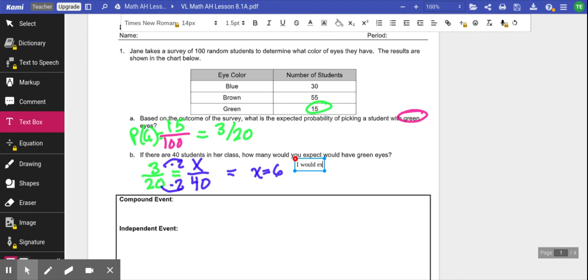I would expect 6 people to have green eyes.